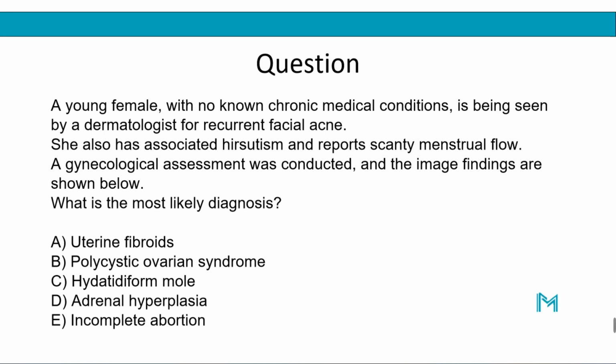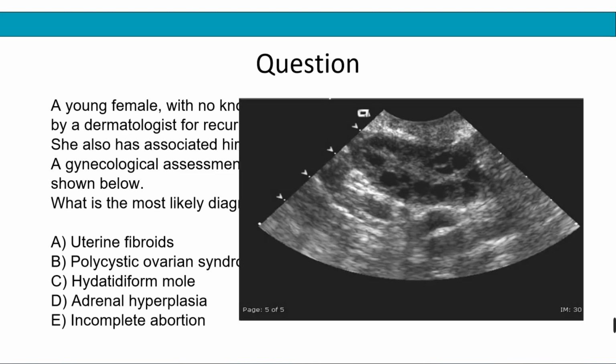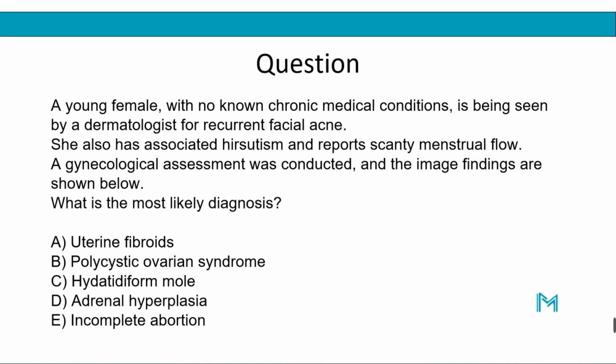Today's question says a young female with no known chronic medical conditions is being seen by a dermatologist for recurrent facial acne. She also has associated hirsutism and reports scanty menstrual flow. A gynecological assessment was conducted and the image findings are shown below. This is the image and the question says, what is the most likely diagnosis? The answer options we've been given are A, uterine fibroids, B, polycystic ovarian syndrome, C, hydatidiform mole, D, adrenal hyperplasia, and E, incomplete abortion.